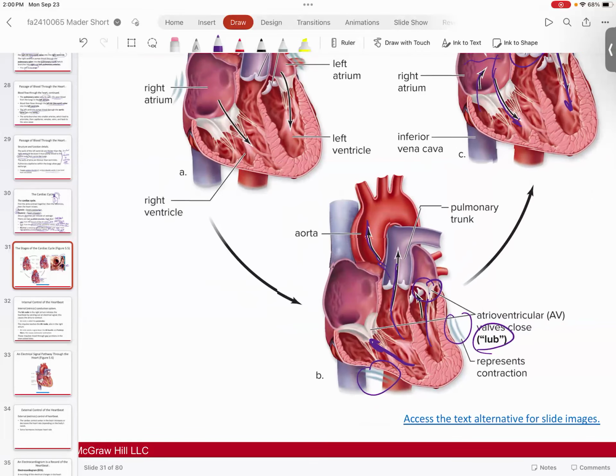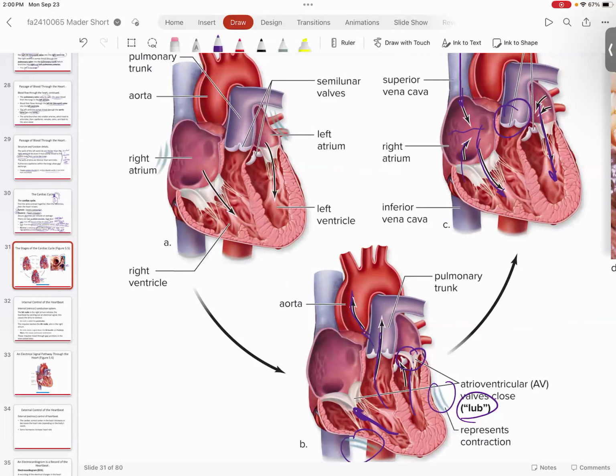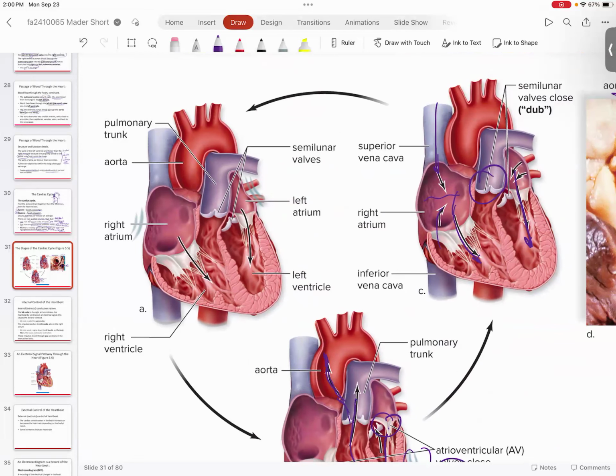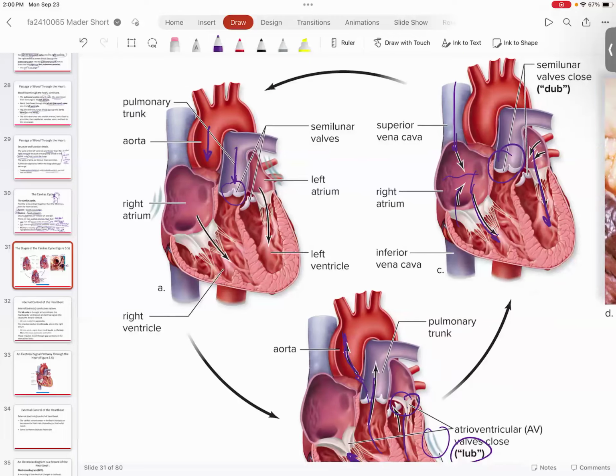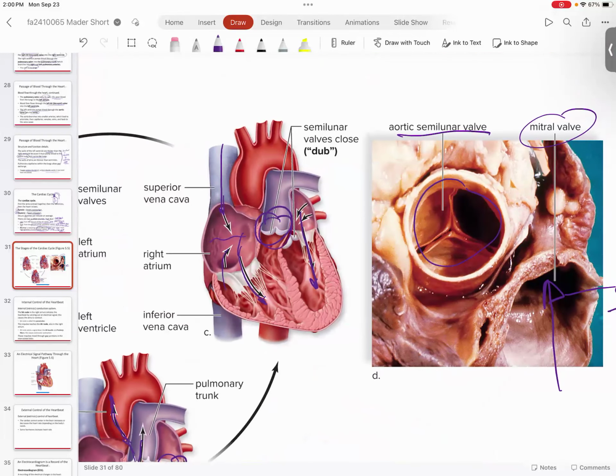Okay. So you can see that once you get to the end of ventricular contraction, the pressure in the blood is going to want to come back down. And what it does, it snaps these guys shut, which creates the dub sensation. So once these guys are snapped shut, that creates the dub, the lub and the dub. Okay.